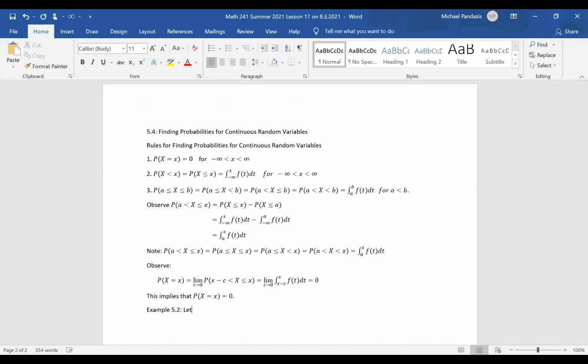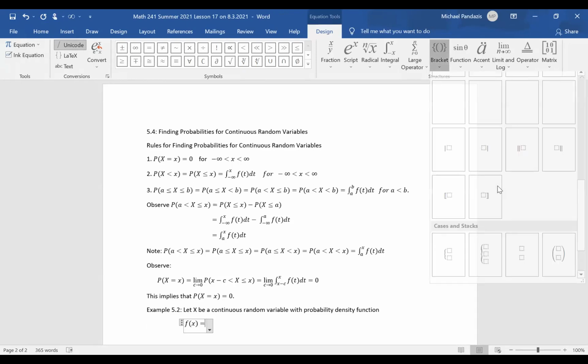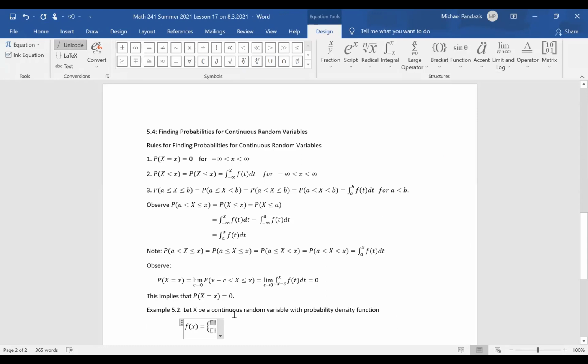Okay. Let capital X be a continuous random variable with probability density function f of x equal to 2x for 0 less than x less than 1, 0 elsewhere.